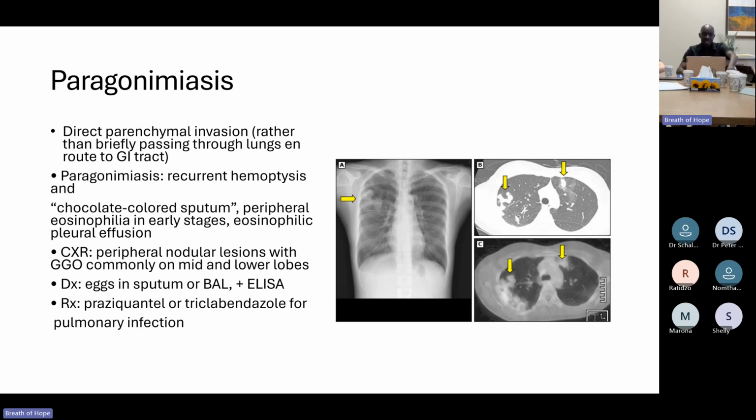And then on the diagnosis, of course, eggs in the sputum or bronchoalveolar lavage with positive serology. And then treatment is praziquantel for pulmonary infection.